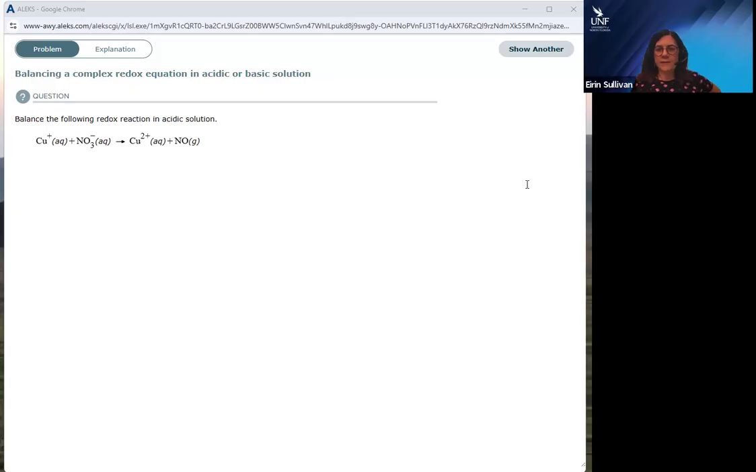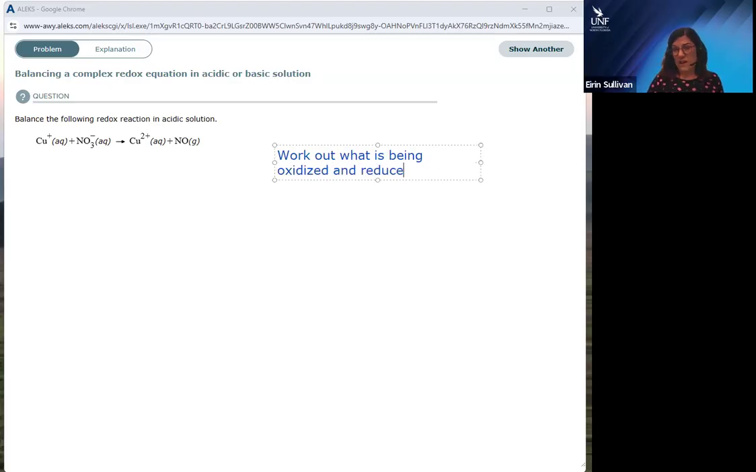Balancing a complex redox equation in acidic or basic solution. Whenever you are balancing a redox reaction, the first thing you need to do is work out what's being oxidized and what's being reduced, by looking at the oxidation numbers of each element that's taking part in the redox process.